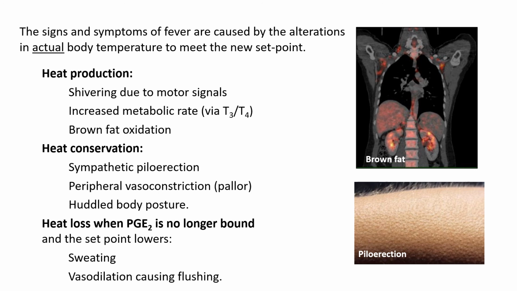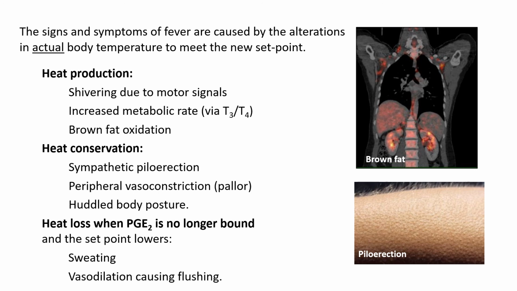But when prostaglandin E2, PGE2, is no longer bound to those EPR3 receptors in the hypothalamus, the set point comes back down to our normal. At this point, we have to start losing heat to bring actual body temperature back down to that point. And this is where we see signs and symptoms like sweating, diaphoresis, if you want the posh word. We also see vasodilation causing flushing.